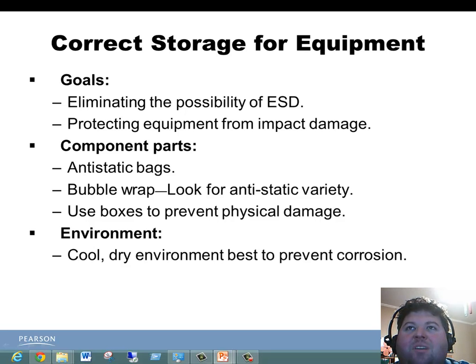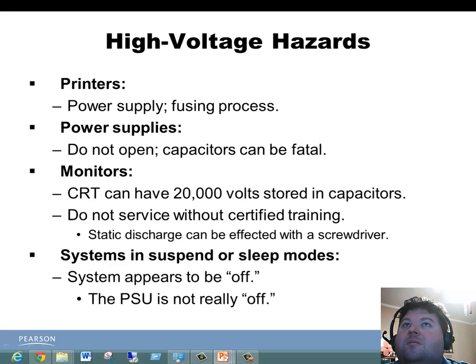And then as far as environment, a cool, dry environment is the best place to store things if that's available to you. So there are lots of things that have high voltage. Printers have a power supply in the fusing process that is high voltage. Power supplies, generally, you don't want to work on at all. The capacitors in a power supply can be fatal. And these days, power supplies are cheap, so if there's a problem with the power supply, just replace it.